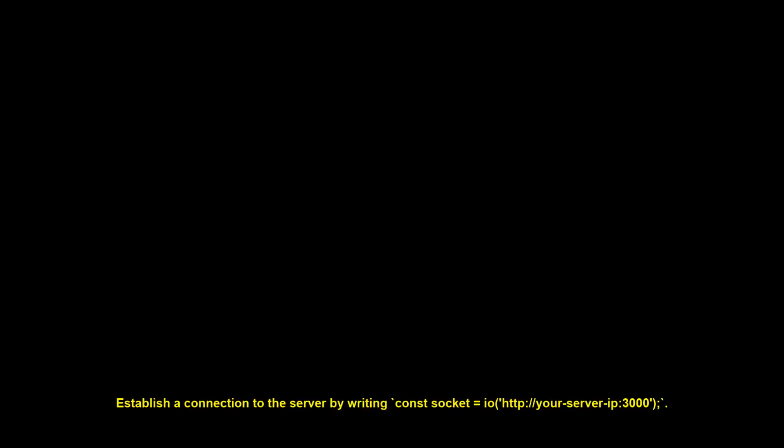Establish a connection to the server by writing const socket = io('http://your-server-ip:3000'). Make sure to replace your server IP with the actual IP address or domain name of your server.